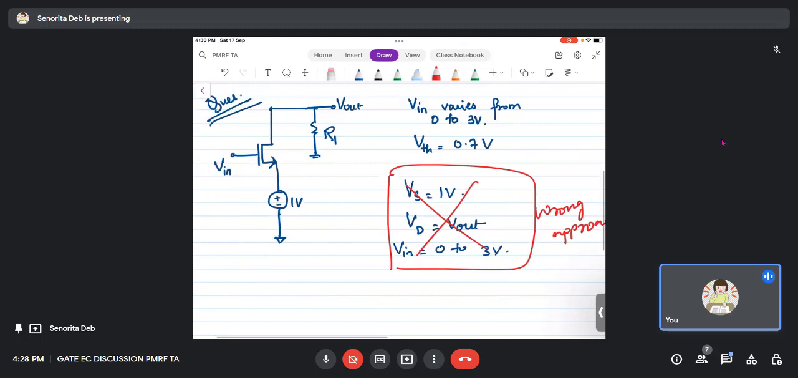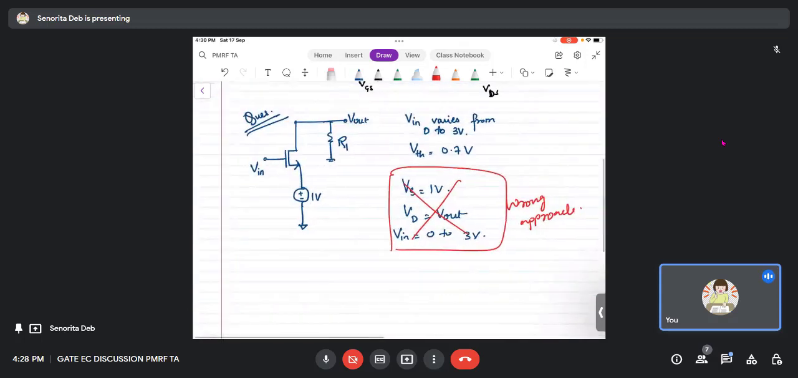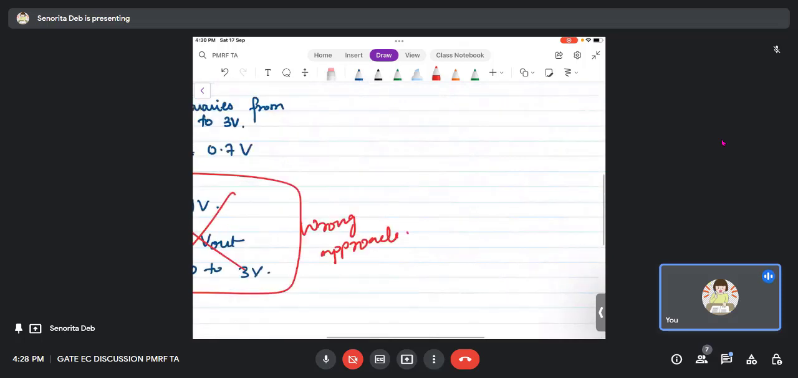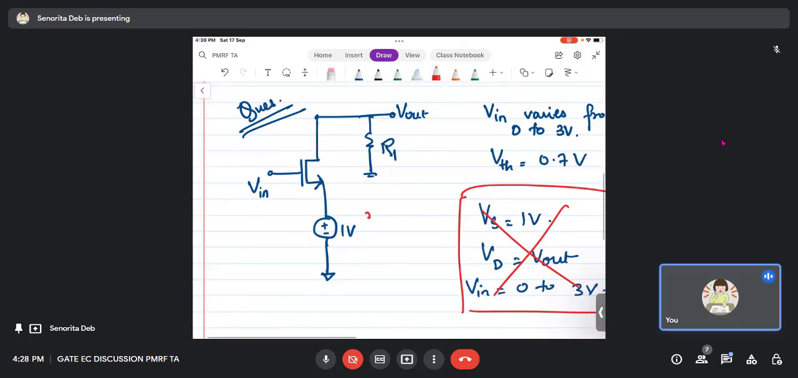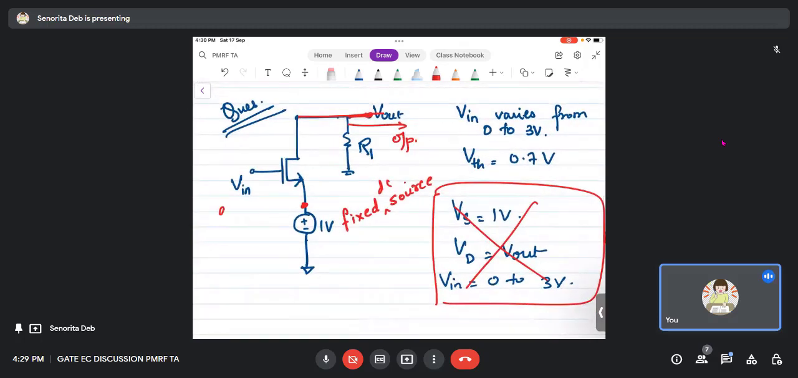Why? Just now I told you that the source and drain terminal is decided by the potential that is applied. So here in the MOSFET, you can see that there is a potential applied. There is already a fixed DC voltage source at this node. And V out is nothing right now. I am just taking V out from this terminal. I am not applying it. This is the output.